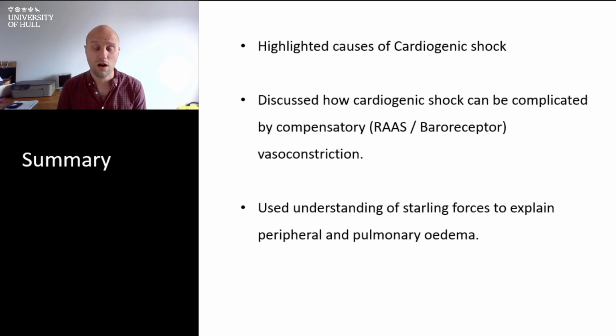So we've highlighted the causes of cardiogenic shock, we've said how these can actually be complicated by compensatory mechanisms, and how we've looked at Starling forces as a means of explaining why we get peripheral and pulmonary edema.